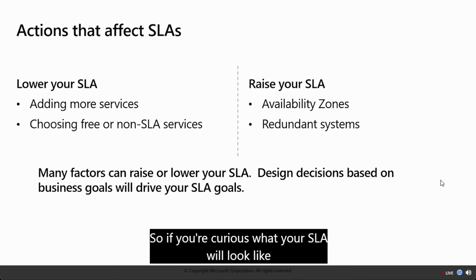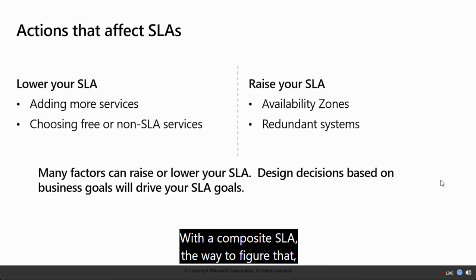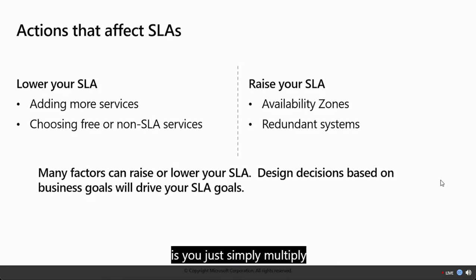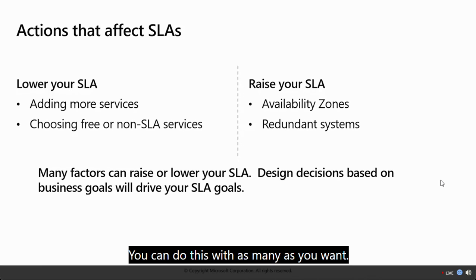So if you're curious what your SLA will look like if you have multiple services, that's what we call a composite SLA. With a composite SLA, the way to figure that is you just simply multiply the SLA for your first resource times your second resource. And you can do this as many as you want.